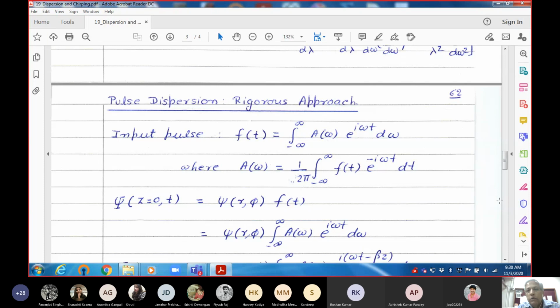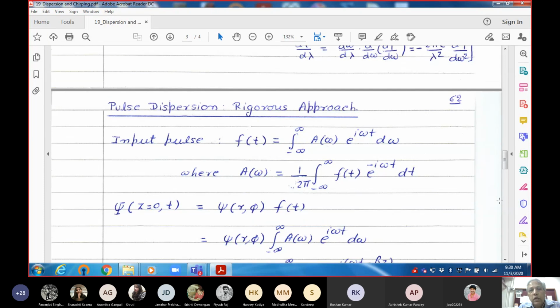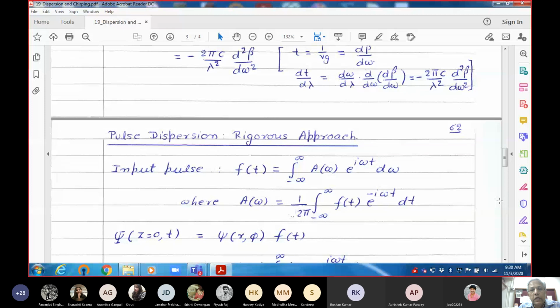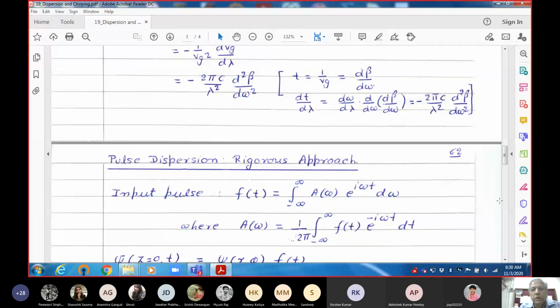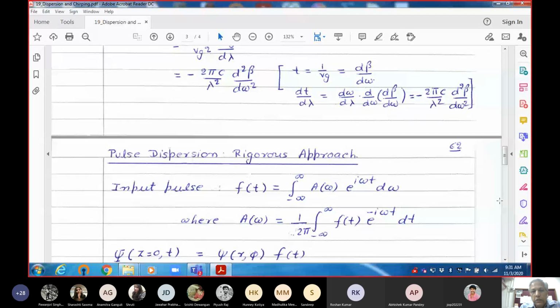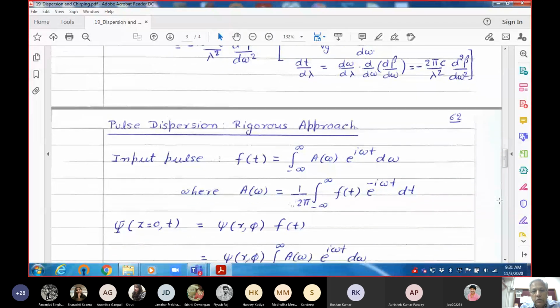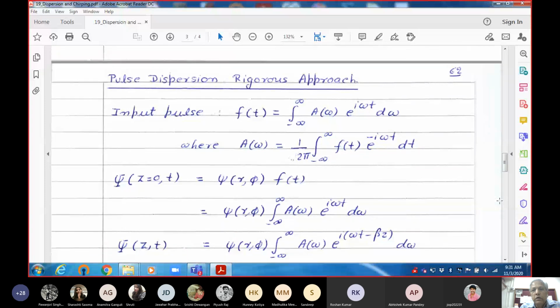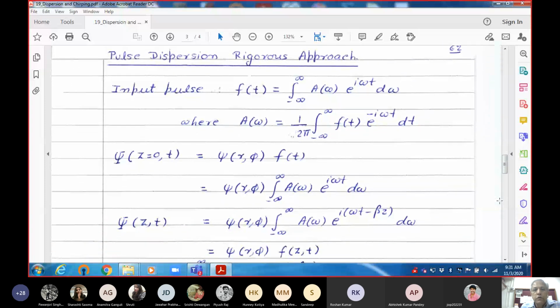dispersion in a single mode fiber with a very simple approach, and in that approach I had assumed that your input pulse is a delta pulse, so there is no input pulse width. But let me discuss a more realistic case, because in practice you would have a finite pulse width of your input pulse. So how should we find the output pulse shape if you are giving some input pulse?